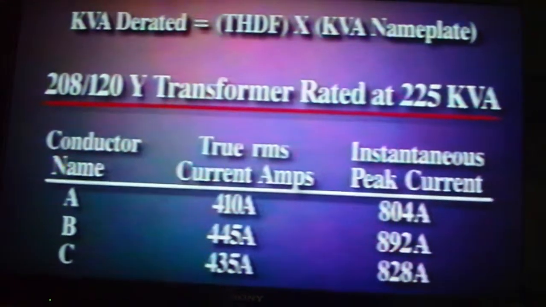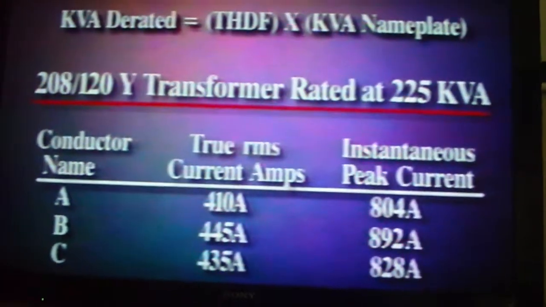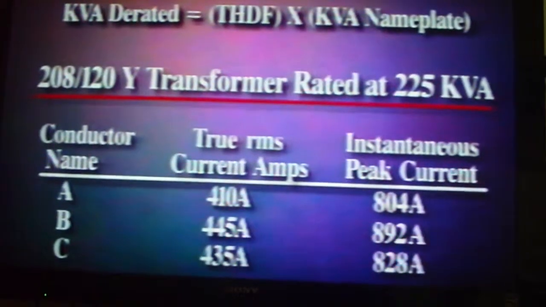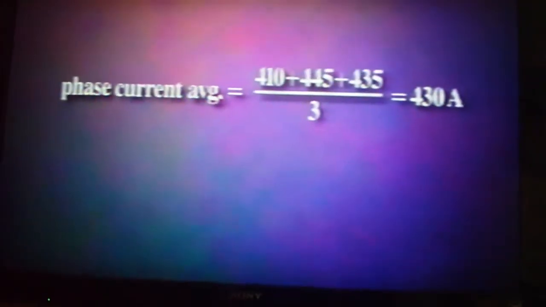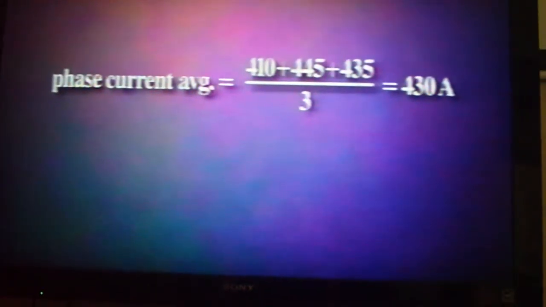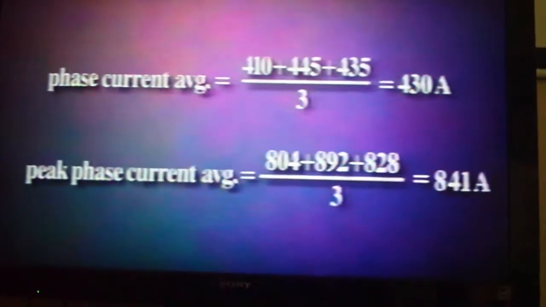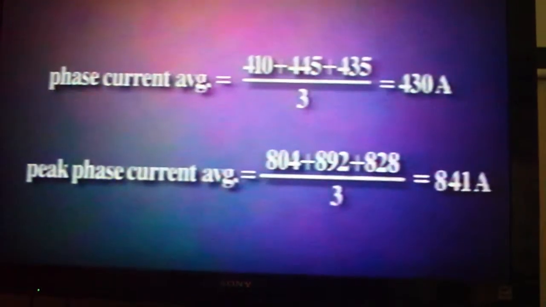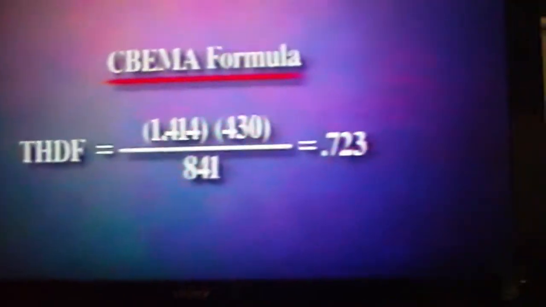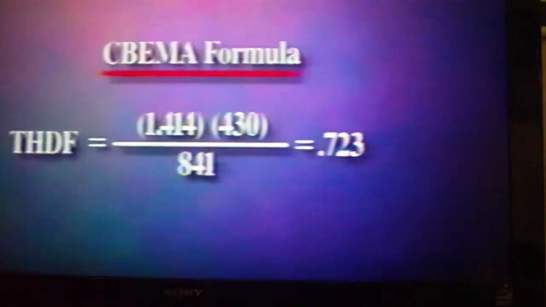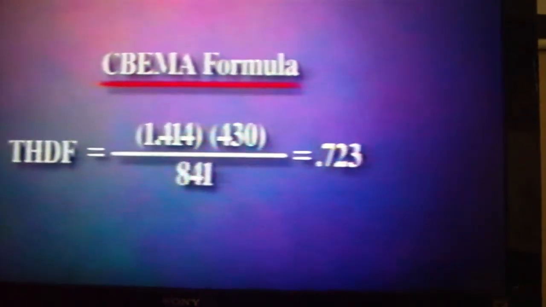For example, let's look at a 208/120Y transformer rated at 225 kVA, feeding receptacles in an office building. The true RMS phase current values averaged over 3 phases is 430 amps. The peak phase current values averaged over 3 phases is 841 amps. Using the CBMA formula, the calculated derating factor is 0.723, indicating the transformer should be derated to 72.3% of its nameplate rating.